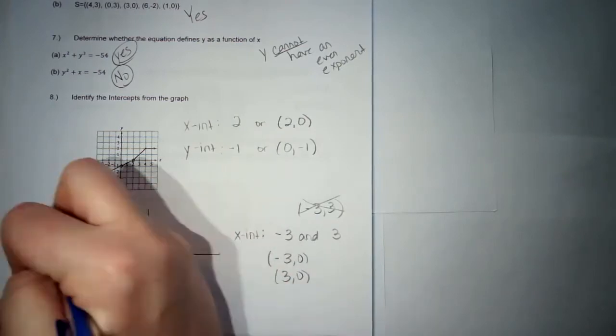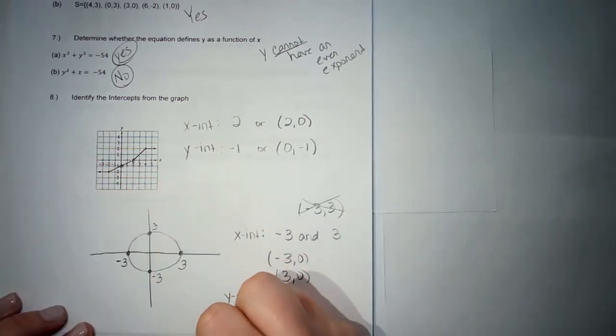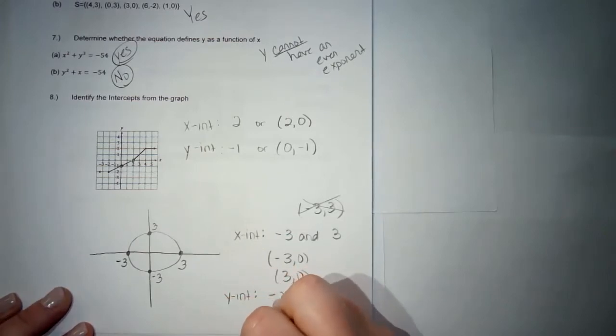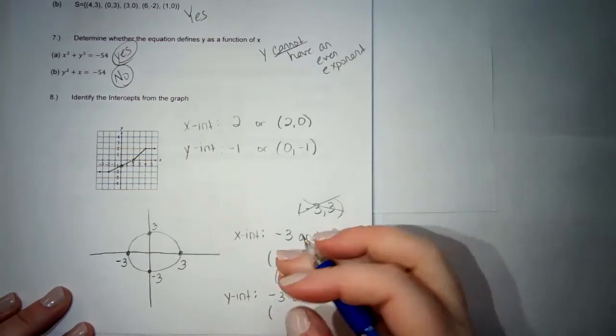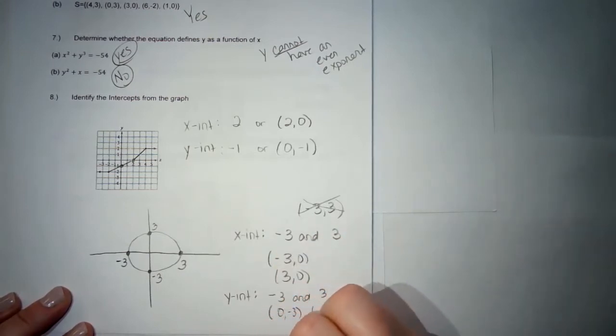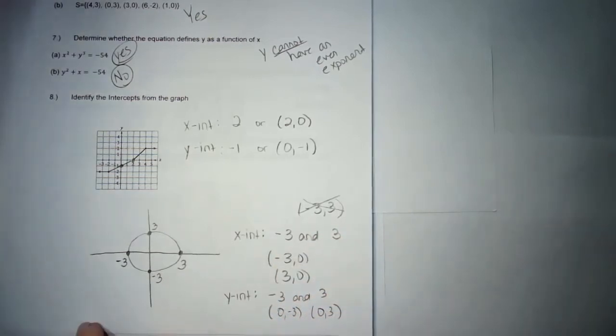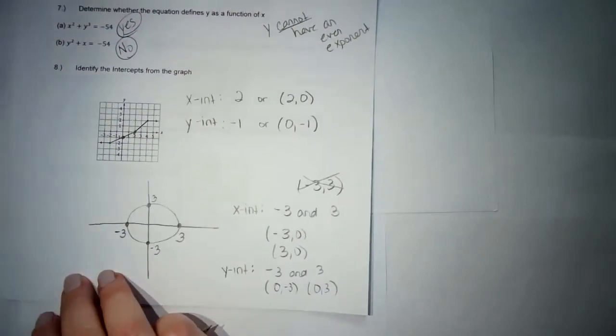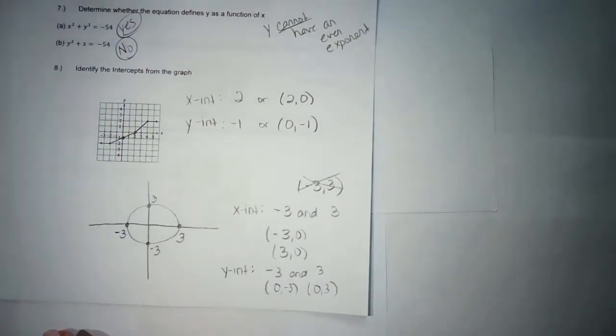Okay, so my y-intercept, again, you could do -3 and 3, or you can do 0, -3, 0, 3. Just don't write them together with a comma, okay? Everybody all right on that?